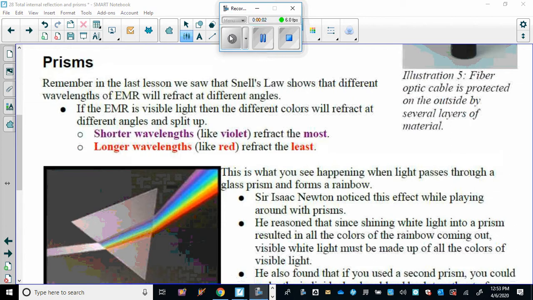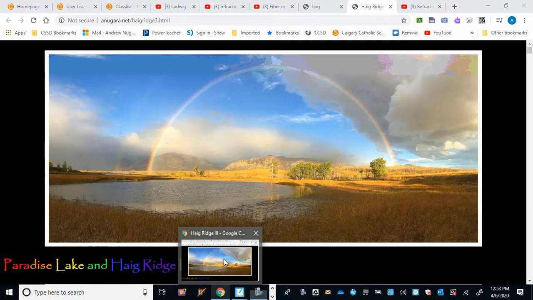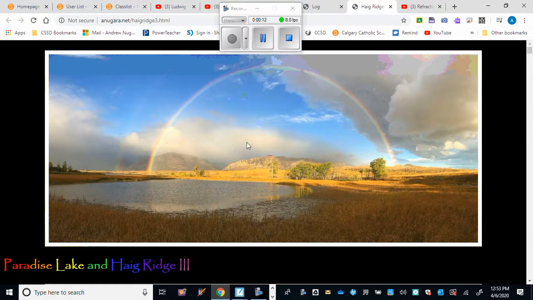Lesson 28, part 2 is about prisms. We're going to start this lesson by looking at one of my web pages. This is a trip I did down near the Castle Mountain Ski Resort in southern Alberta. As you can see, it's called Paradise Lake and Hague Ridge. And you may notice the unusual color combination of the title here.